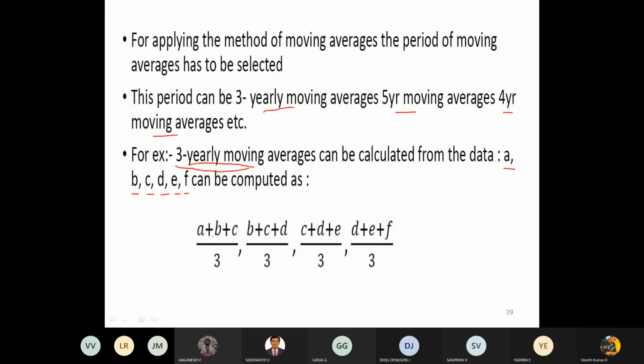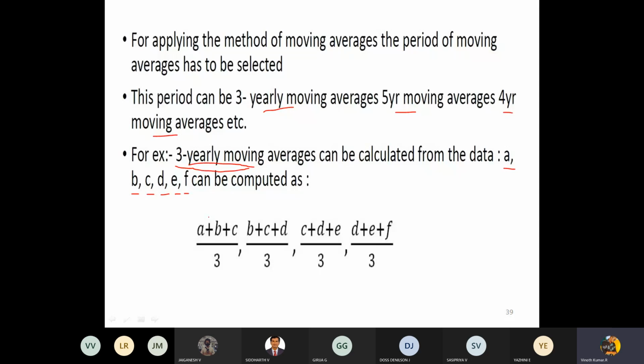three data's mean. Right. As we already know, a simple average is the average of the complete data in the time series. You're going to calculate the average. So it is a 3 yearly moving average.